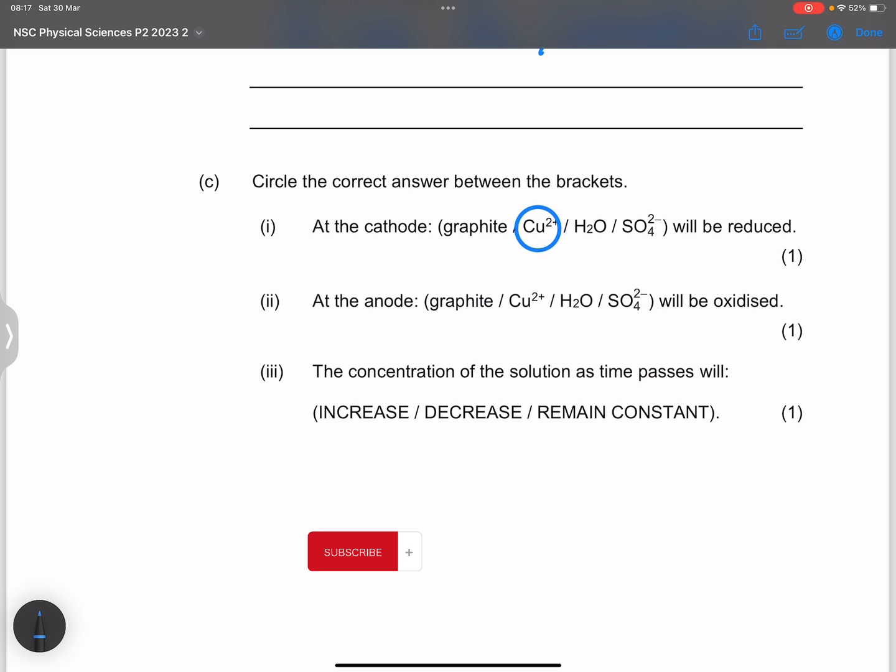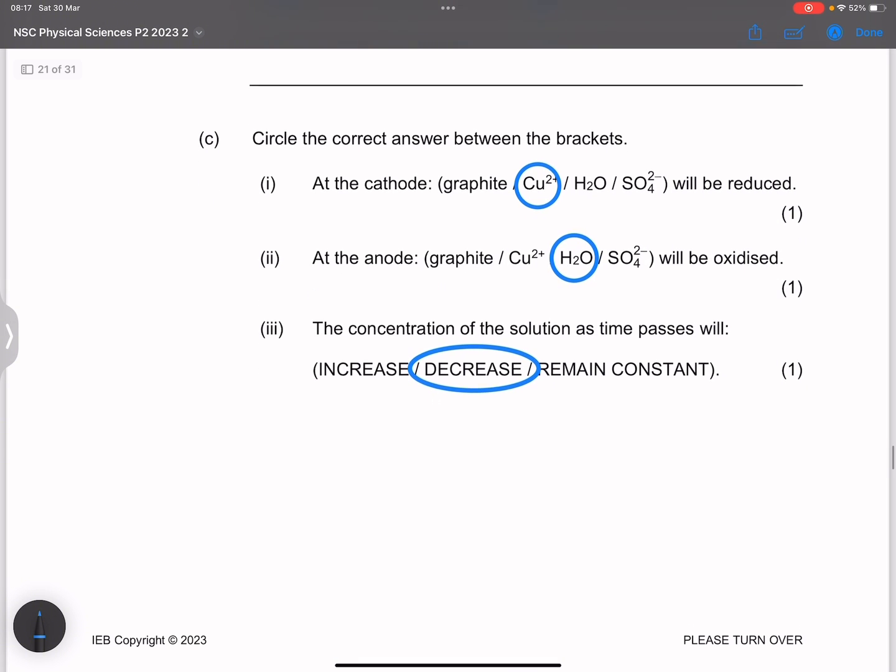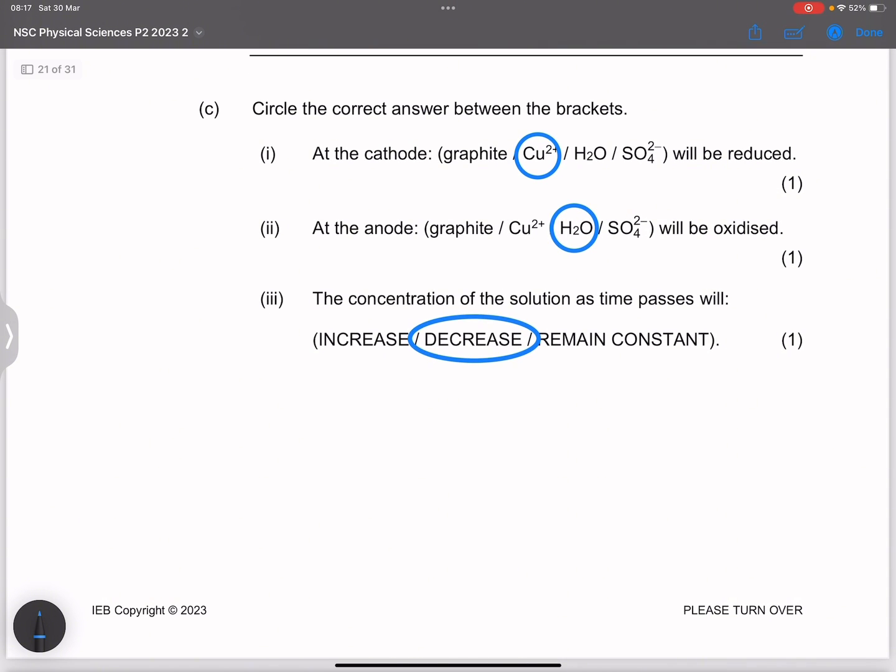Right, what about the anode? What will happen at the anode is that now we will be oxidizing H2O in that case. So we oxidize H2O, and what we actually form is the hydroxide ion, right? They say the concentration of the solution as time passes will definitely decrease, because you're using up that solution in order to form other products, right?